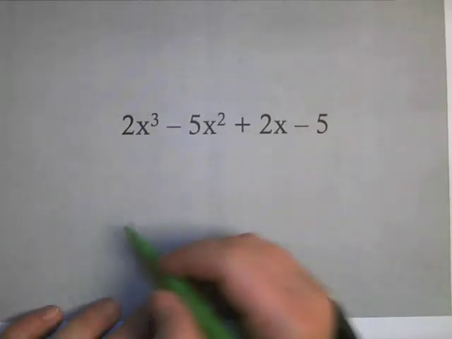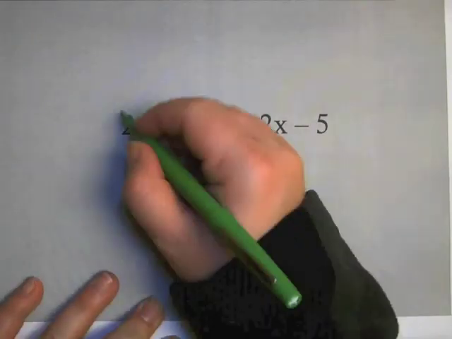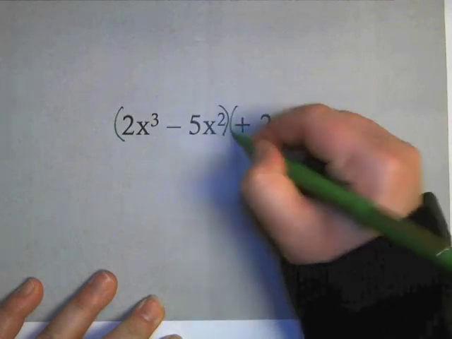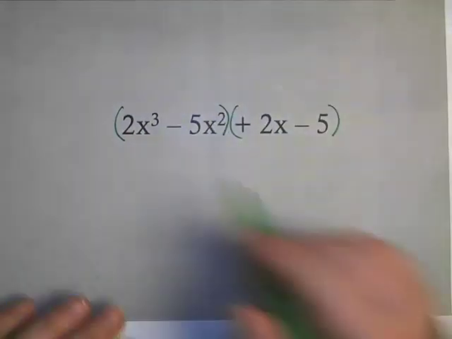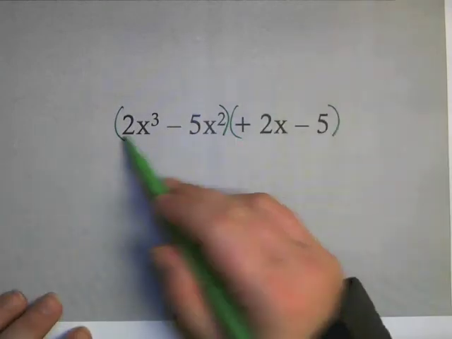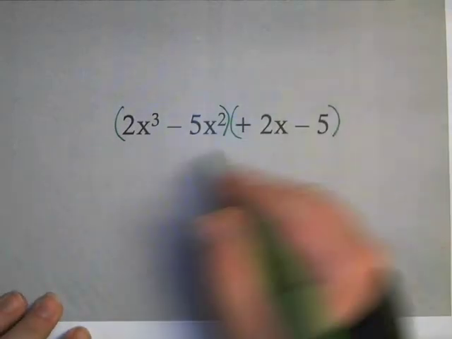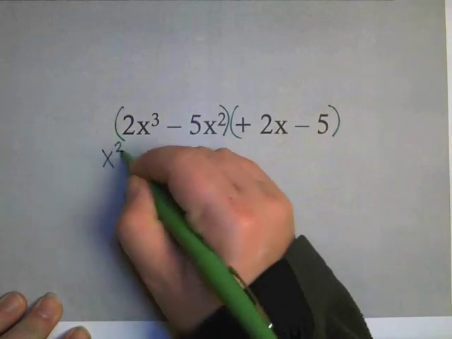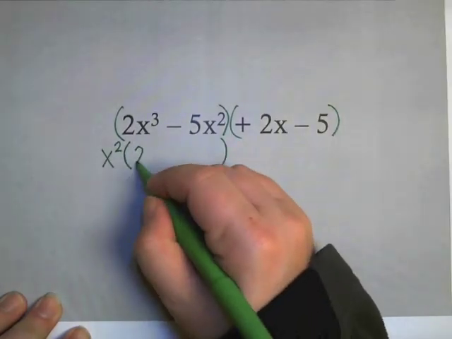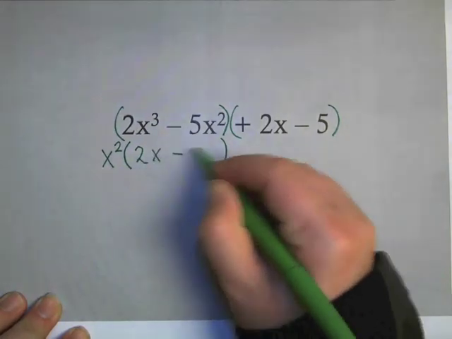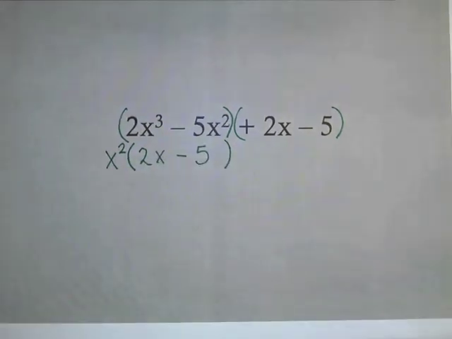All right, let's check this one out. Okay, so we've got it grouped. Everything's in order. So, or we don't have it grouped. We're going to group it right now. All right, so what do these two have in common? Well, 2 and 5 don't have anything in common, right? But the x's do, so we're going to pull out an x squared, because that's the smallest of the two. So what's left? 2x minus 5.